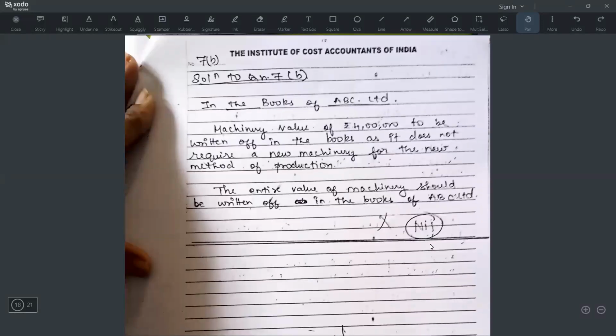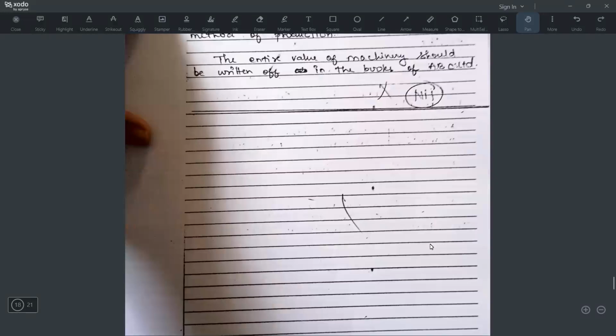They have given 7B. Whatever concepts I have learned, I just tried to present it. That completely went wrong. Okay. I could not get the proper marks for it.